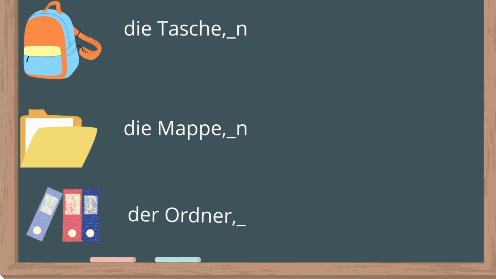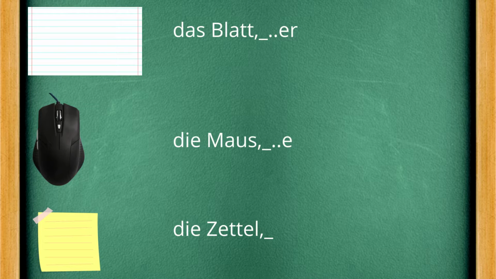Die Tasche, die Taschen, die Mappe, die Mappen, der Ordner, die Ordner. Das Blatt, die Blätter. Here the umlauts are on alphabet A in the plural form.